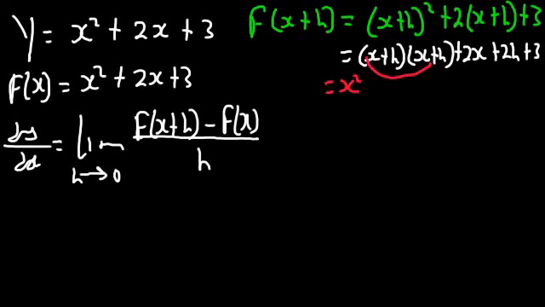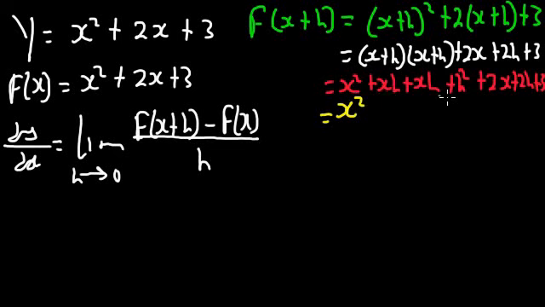So x times h, that's xh, plus xh. H times x, that's hx, which is the same thing as xh. Okay, and h times h, that's h squared, plus 2x plus 2h plus 3. Perfect. So now simplifying forward, we have x squared. Now these are like terms, plus 2xh plus h squared plus 2x plus 2h plus 3.